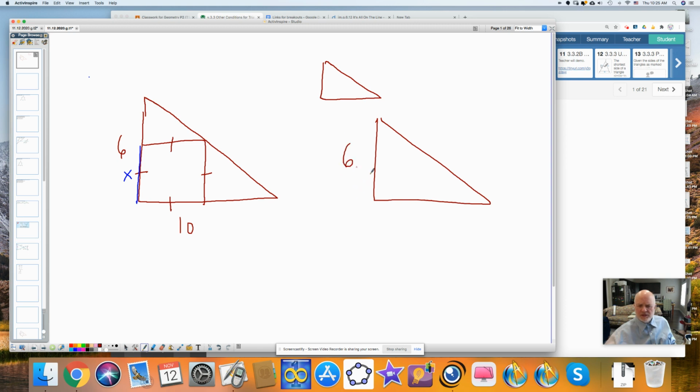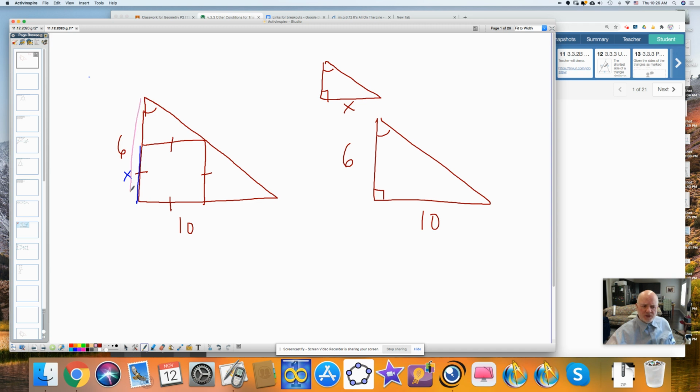If my large triangle is 6 and 10, and I have 2 angles, a right angle here and a common angle at the top, I know that these must be similar by the angle-angle triangle similarity theorem. We know that this distance is x, this is a square, so this distance has to be x. How long is this one? And don't give it to me as a number because I don't know how long it is, but I want you to give it as an expression.